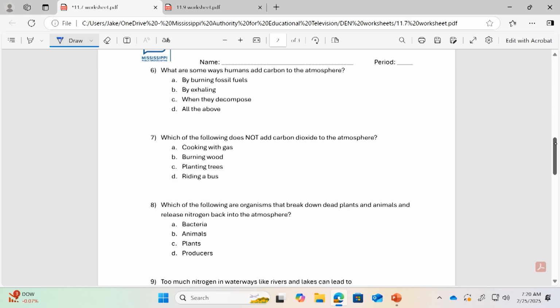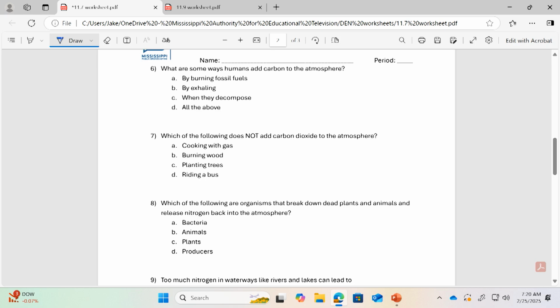All right, let's keep this going. I got just a few more on this. All right, number 6 says, what are some ways humans add carbon to the atmosphere? All right, I think I might have given this one away just a second ago, but when we exhale carbon dioxide, that's definitely adding carbon to the atmosphere, okay? And I would actually say all of these above. So I misspoke there, I didn't read all the answer choices, but all of these add carbon to the atmosphere. Burning fossil fuels, exhaling, and when we decompose. So I think D is going to be our best answer choice here.